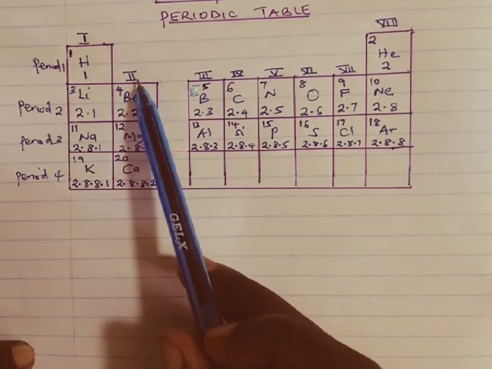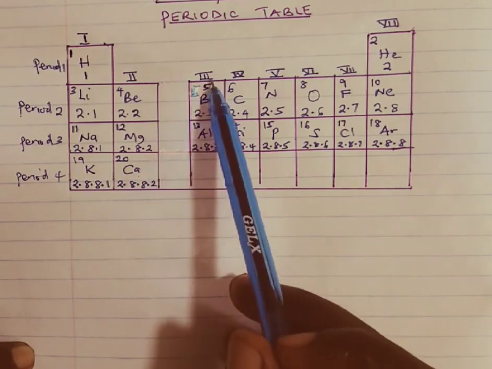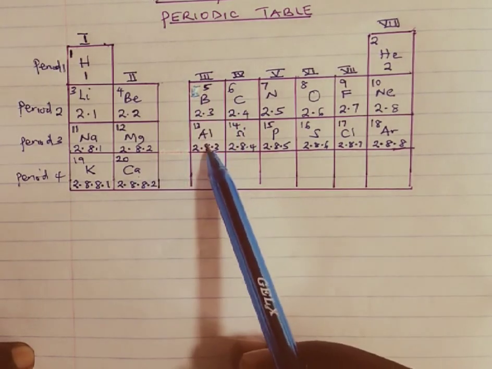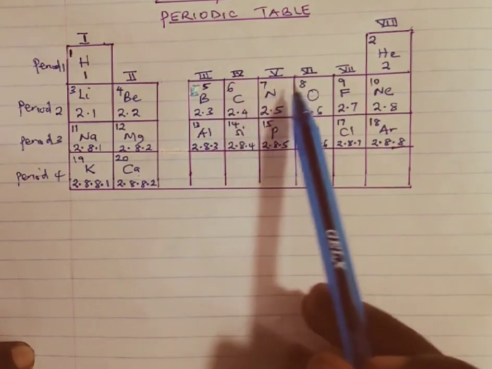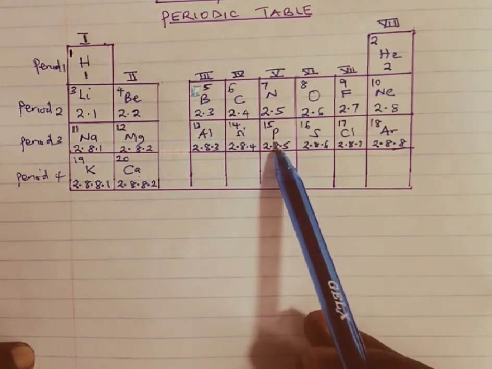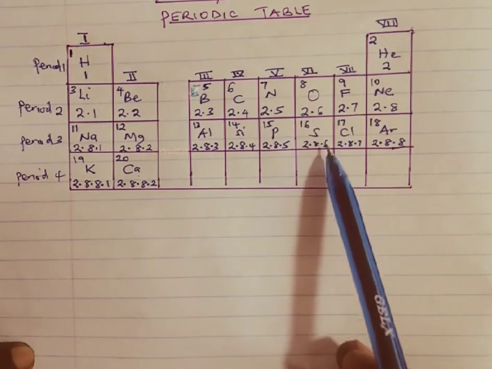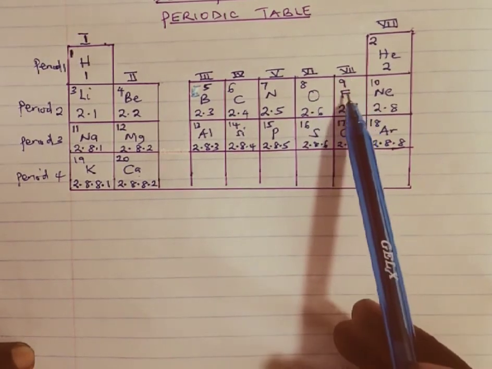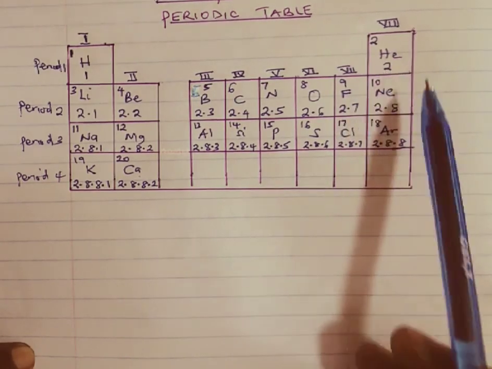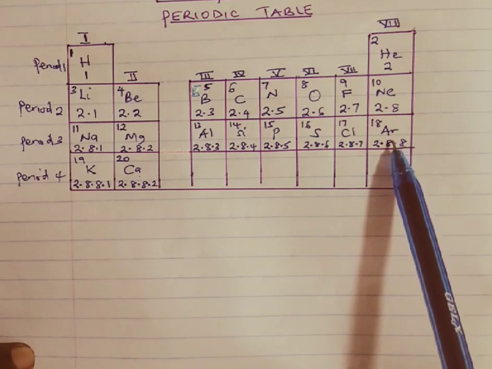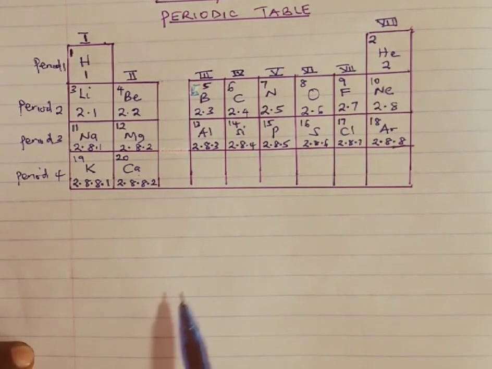potassium. In group 2 we have beryllium, magnesium, and calcium. Group 3 we have boron and aluminium, carbon and silicon in group 4. Group 5 we have nitrogen and phosphorus. Group 6 we have oxygen and sulfur. Group 7 we have fluorine and chlorine. And group 8 we have helium, neon, and argon. That is for the first 20 elements.